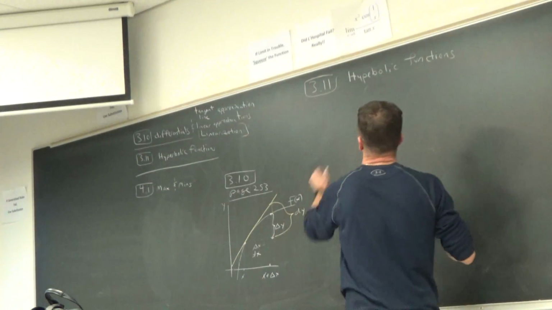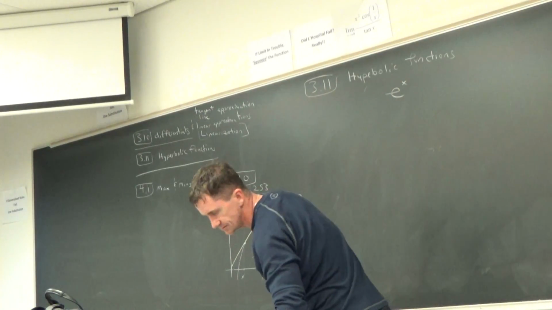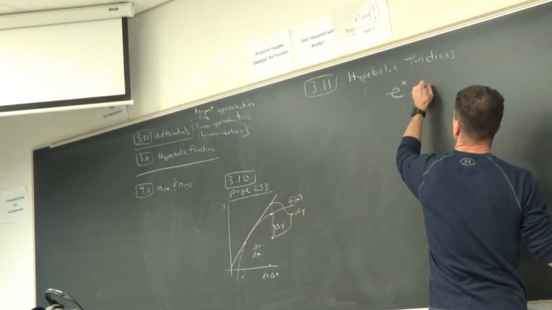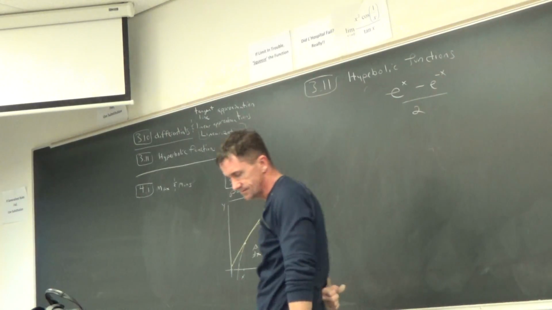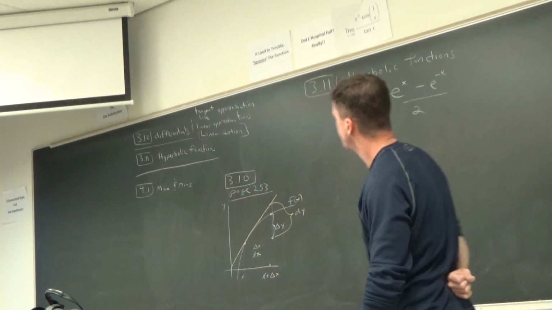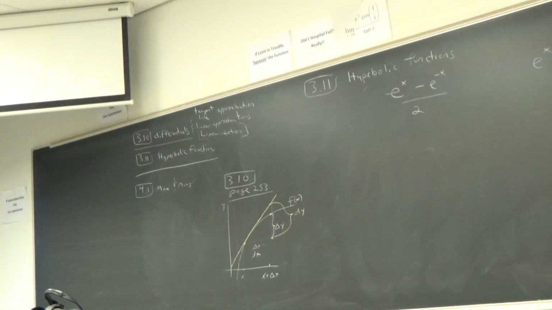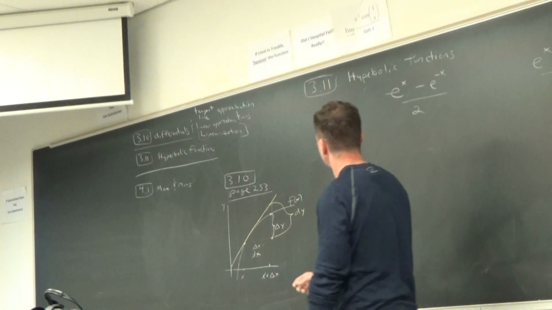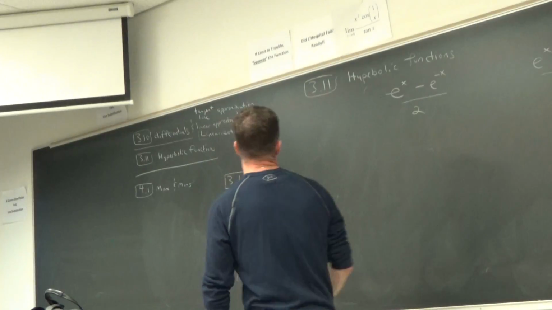Yeah, I'm serious. Here's one of them: e to the x minus e to the negative x over 2. The other one? e to the x plus e to the negative x over 2. Should I put a y equal to in front of them? Okay.